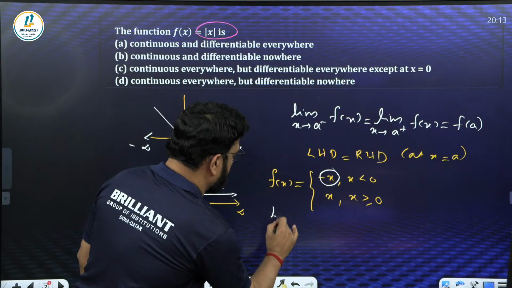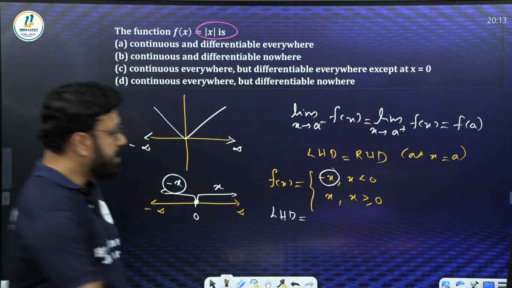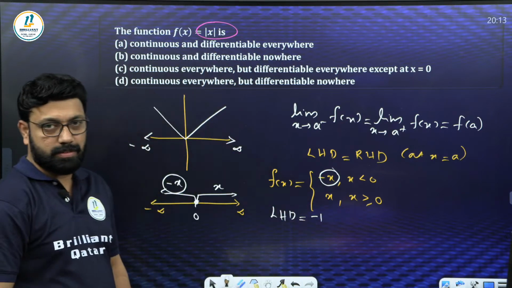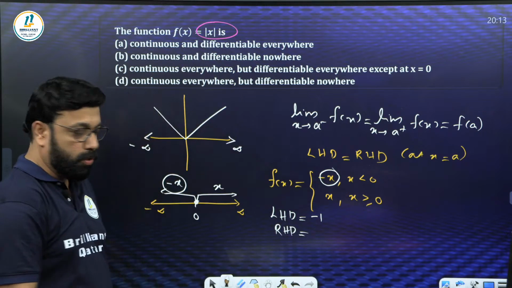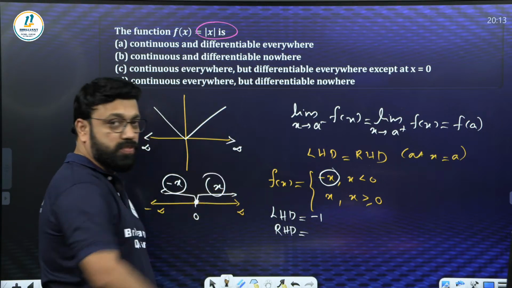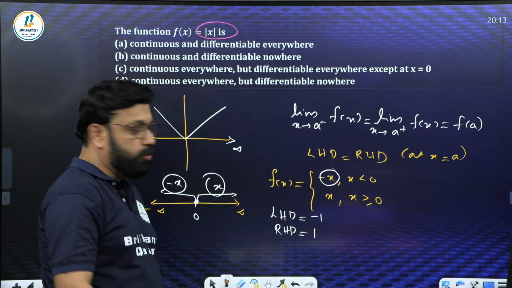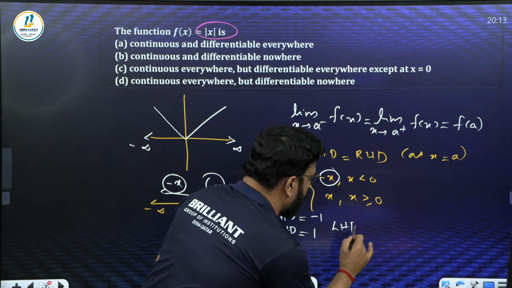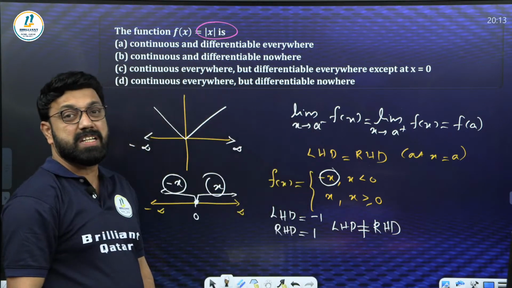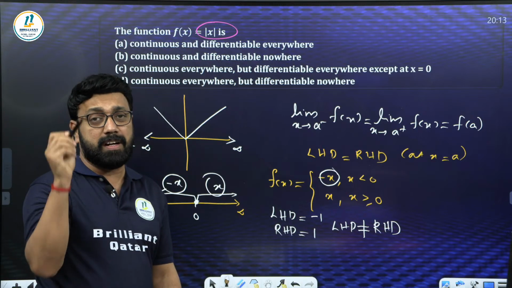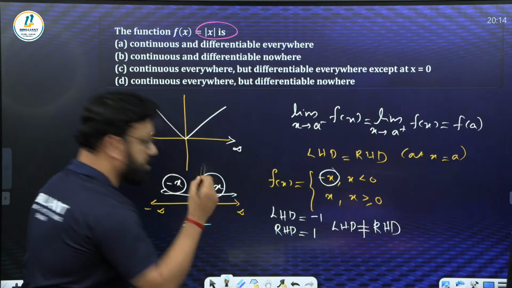The left hand derivative at x equal to 0, the derivative of negative x, is minus 1. At the same time, the right hand derivative at x equal to 0, the derivative of positive x, is 1. What can we tell? LHD is not equal to RHD, left hand derivative not equal to right hand derivative. So LHD not equal to RHD means it is not differentiable at the particular point. Which point? At the particular point 0.